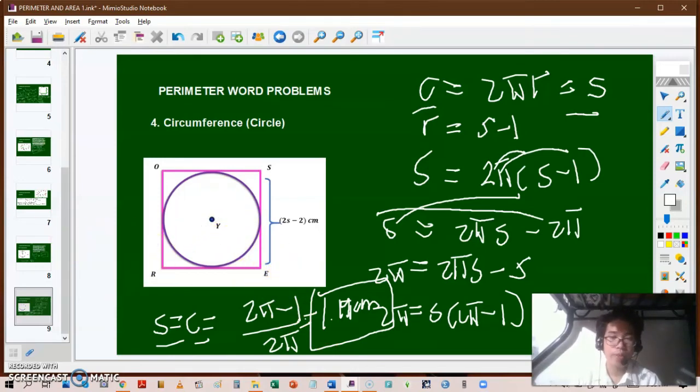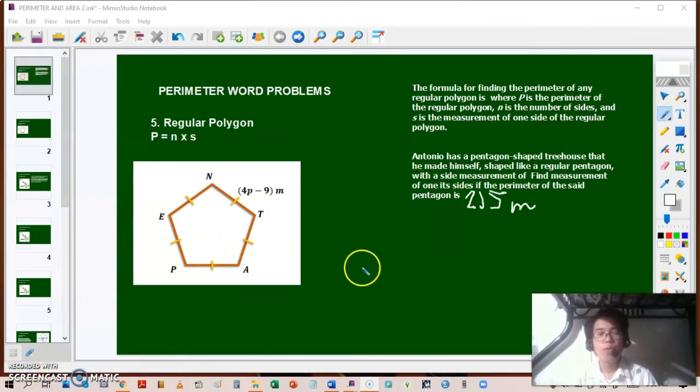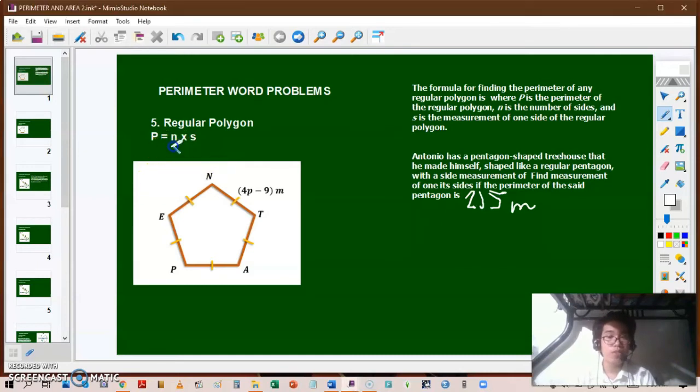Okay, so that means this is the circumference of the circle that's been inscribed in a square. Now solving for the next one, we have a regular polygon here and we want to know its perimeter. Given the side NP is equal to 4p minus 9 meters, the formula is P equal to N times S, where N is the number of sides and S is the length of the side. For the pentagon that we have here, the side is 4p minus 9, but we need to find the value of p. So we have here a problem: Antonio has a pentagon-shaped tree house and its perimeter is 215 meters.